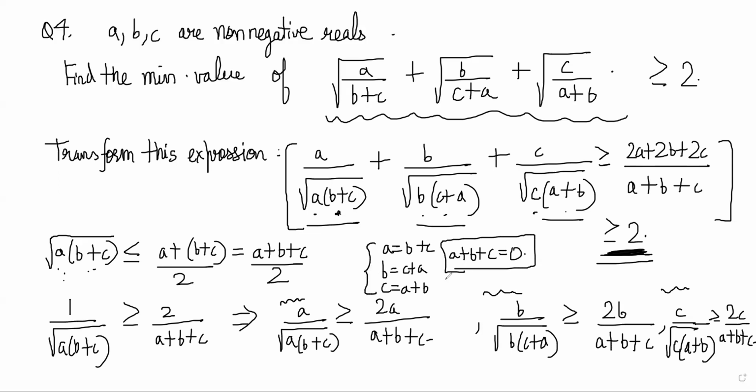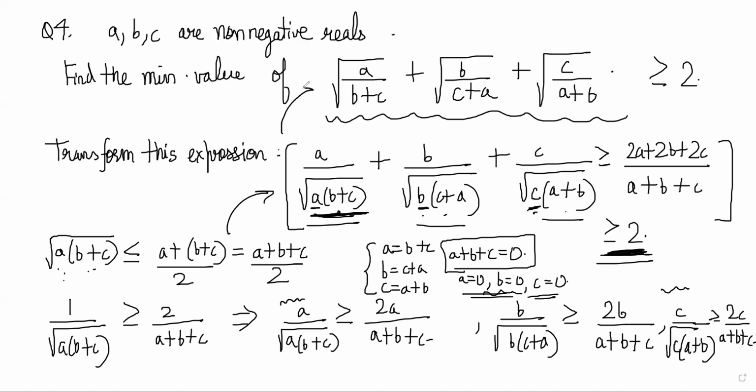These three equalities together imply that A plus B plus C is 0, which, if they are non-negative reals, means that they cannot be all positive. So that will mean that A is 0, B is 0, C is 0, something like that. But that is not possible in this expression, because the denominator is not defined if A or B or C is 0.